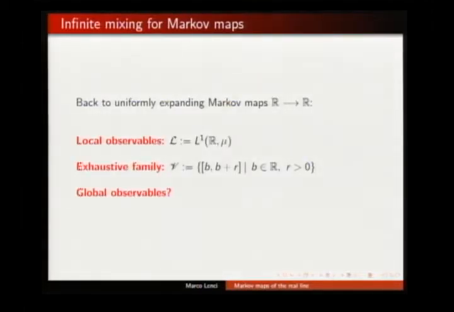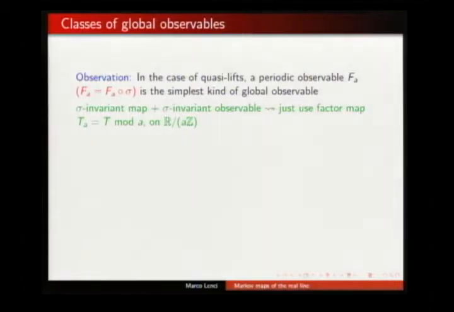So what are the choices that we take for our case? The local observables are all integrable functions. The exhaustive family is given by what I told you before, all intervals placed anywhere. The global observables, well, then you have to be more careful, because the global observables are the real hard ones to treat. So I really want to go fast here.